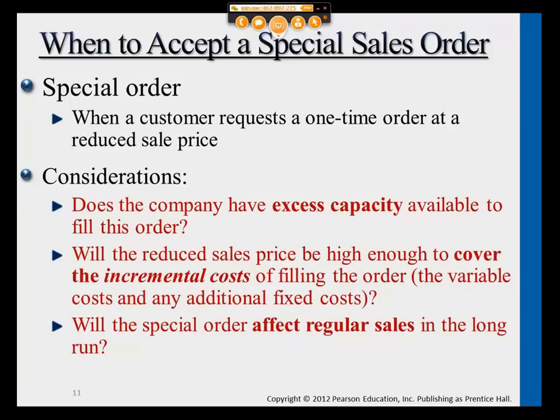Another question that we need to ask: will the reduced sales price be high enough to cover the incremental cost of filling this order? So the variable cost and any additional fixed cost, that's us going back to the previous slides. I need to understand what are my variable costs and what are the fixed costs that are in addition. And will the special order affect my regular sales in the long run?